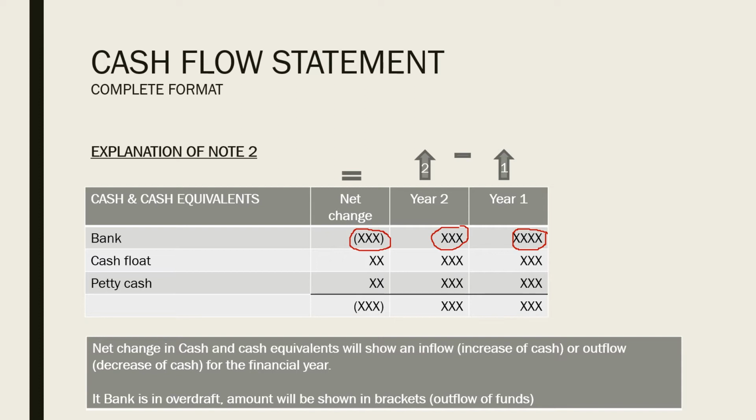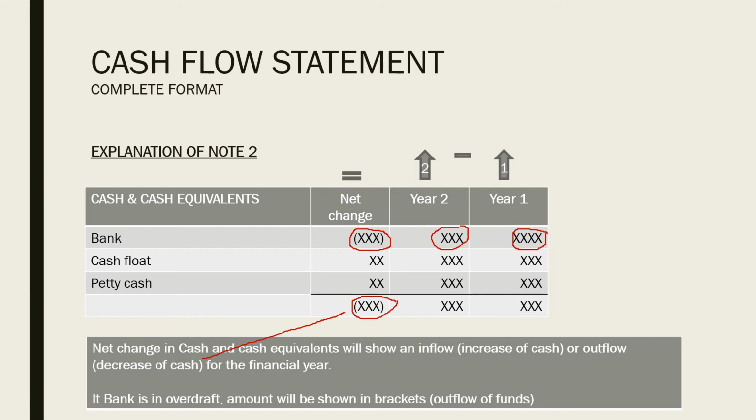If there's an inflow, there would be an increase of cash, and this amount would not be bracketed. If there was a decrease of cash, as in this case, it is bracketed. So in this case, we can say that there's a decrease in cash because this amount was bracketed. But it can be positive, it can be negative. There can be a net inflow, there can be a net outflow. We have to see what information is given to us.